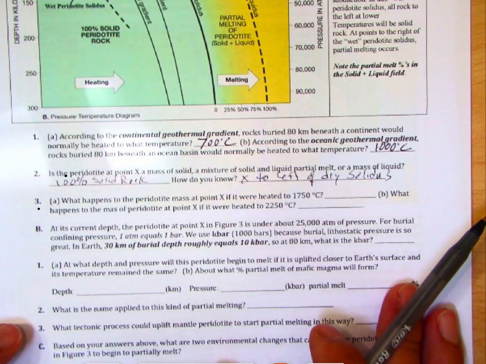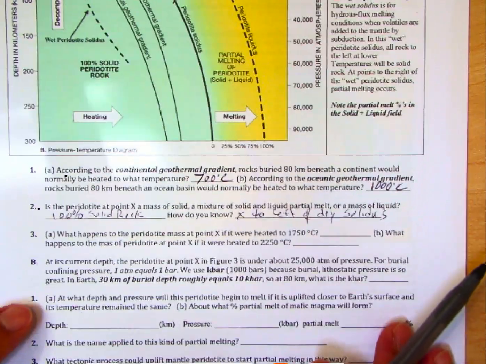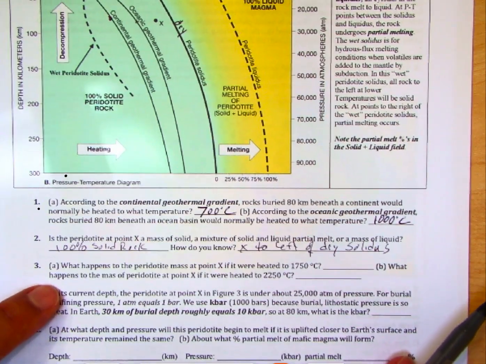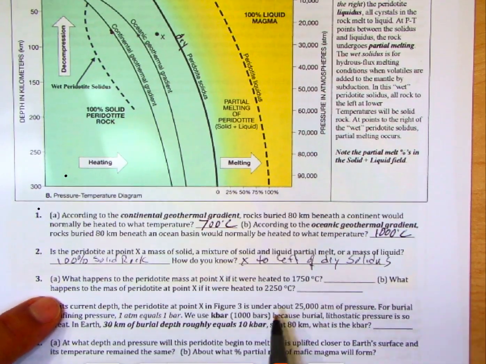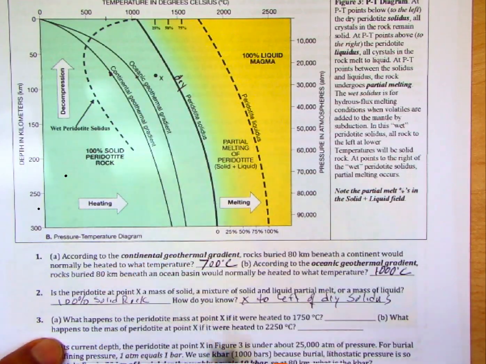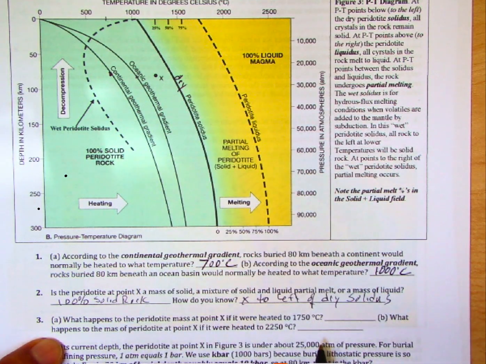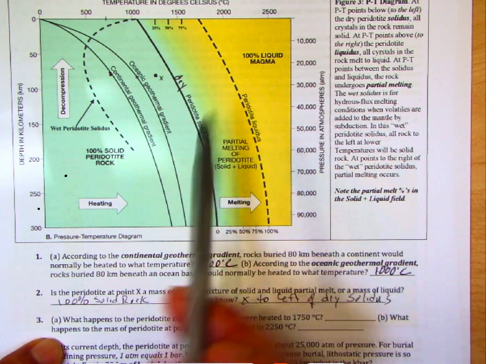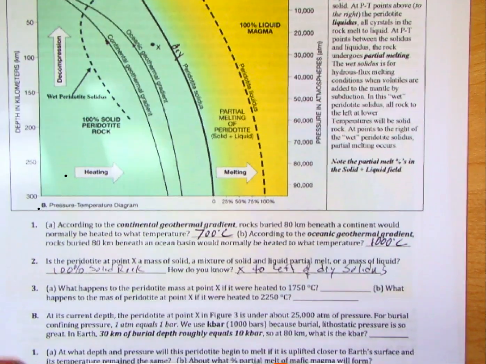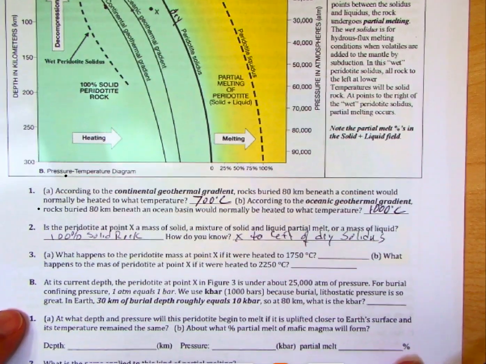Then as we look at the diagram here, let's say we take our point X and we move it up to 1750. So you'll move it up to 750, and then you'll move it up to 2250. And so you just tell me what happens when you move to different temperatures, right? See what happens there.